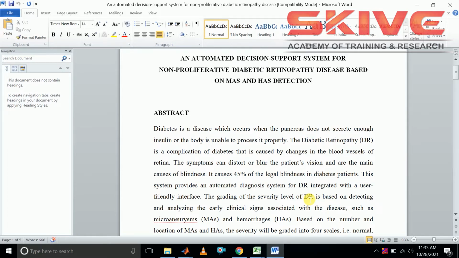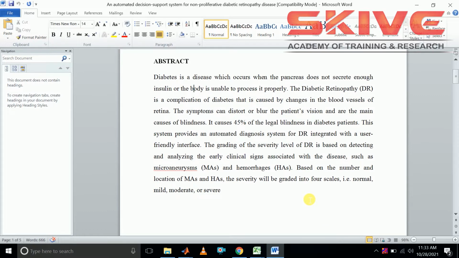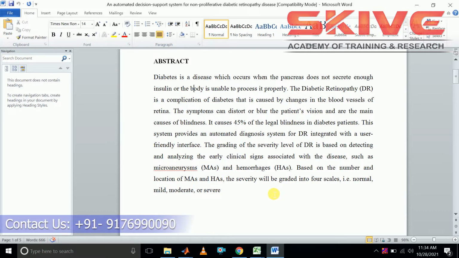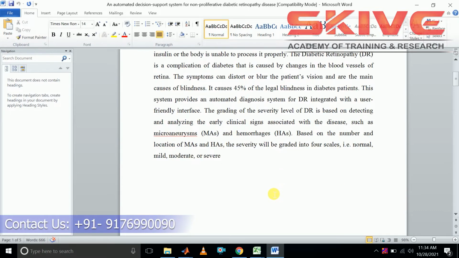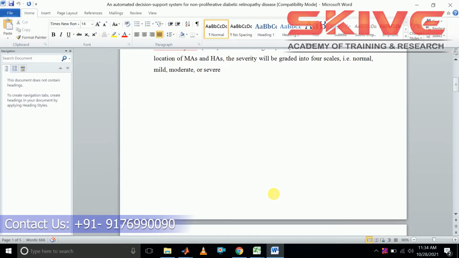We are going to propose a system for easy detection of diabetic retinopathy using the microaneurysms and hemorrhage methods. These are the symptoms of blood vessel damage. Based on their classification, we are going to detect the severity level and can easily treat the patients.